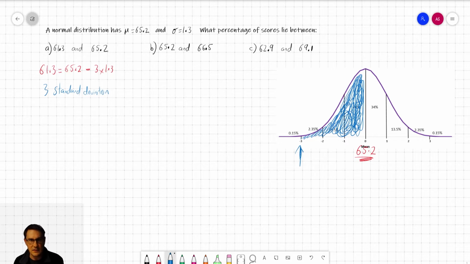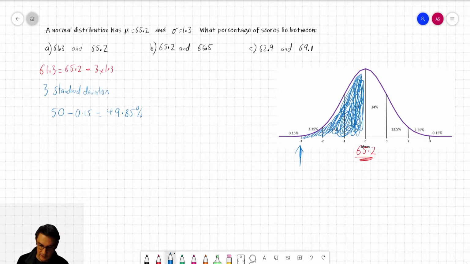Now you can see from these numbers that we have that we can use them to help us work it out. When we're working this out, effectively what we need to know is half of those regions there. We can look at it this way: we could do 50% minus 0.15%, and this is going to give us 49.85%, which is the correct answer.